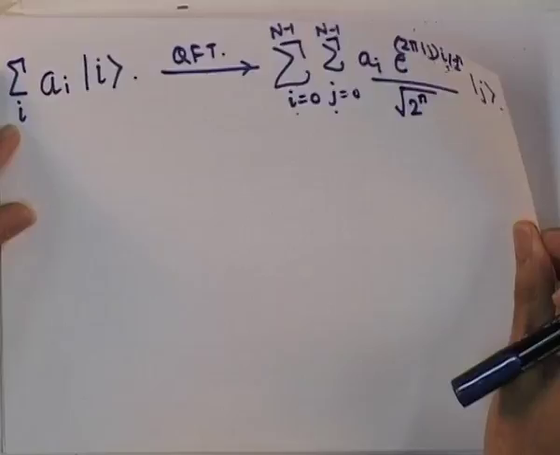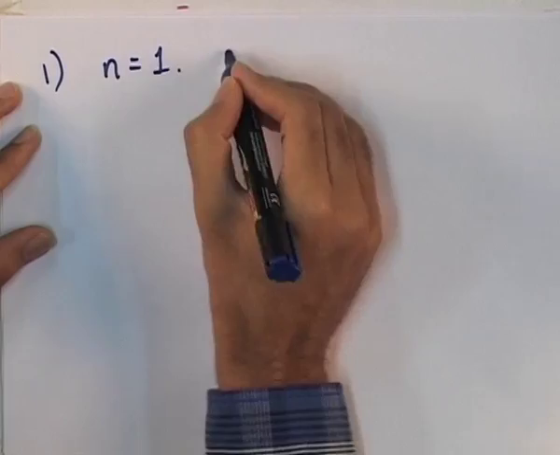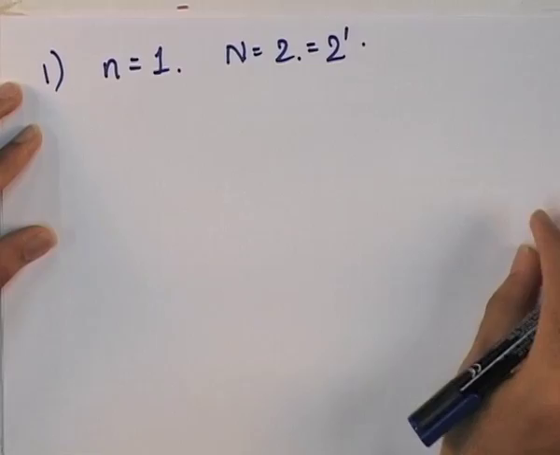So let us now look at the questions. Question one is, the quantum Fourier transform of 0 minus 1 upon root 2 is, so this is a 1 qubit state. So here, small n is equal to 1, capital N is equal to 2, which is equal to 2 raised to 1. And what would the matrix look like?